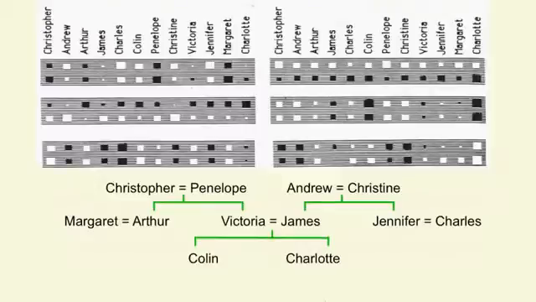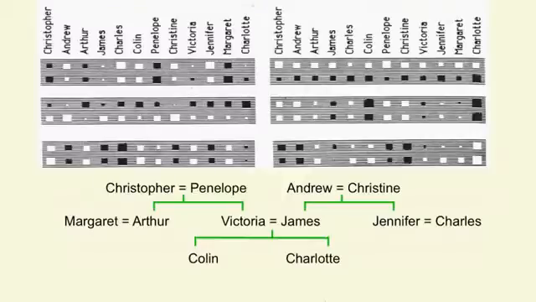Finally, if you look at the bottom grey rectangle on the left-hand side, you'll see that has a different structure. And if we look at the negative weights in the top row of that unit, it has a negative weight to Andrew, James, Charles, Christine and Jennifer. And now if you look at the English family tree, you'll see Andrew, James, Charles, Christine and Jennifer are all in the right-hand branch of the family tree. So that unit has learned to represent which branch of the family tree someone is in.